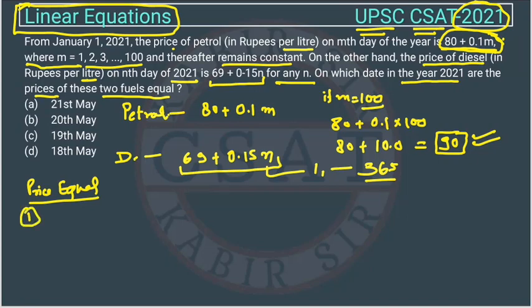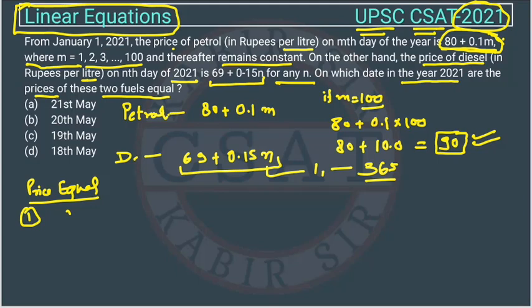The price is becoming equal. Let's suppose the price is becoming equal at some x days. Suppose, no, we are not taking x here because that will add one more variable. We already have two variables. When the price is equal, what will happen? This equation will be equal, right, on that particular day?